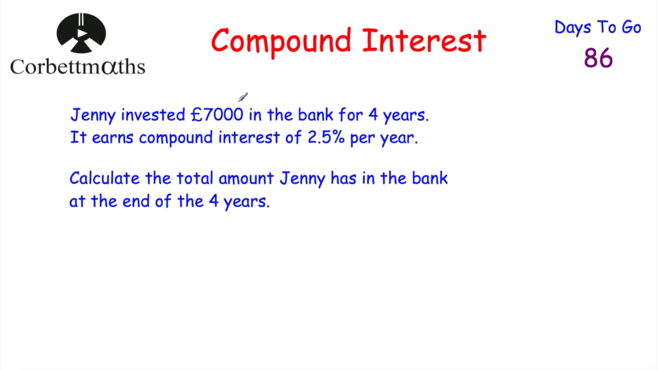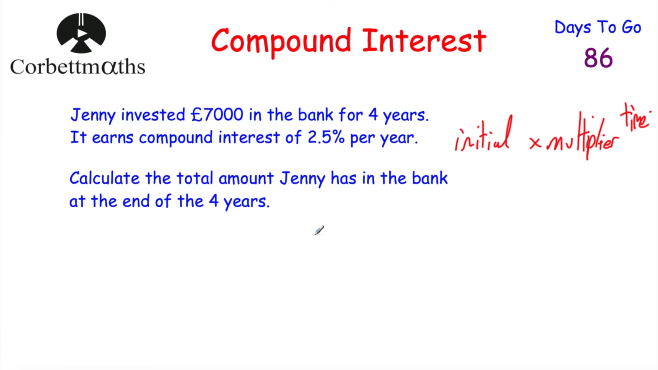It says, Jenny invests £7,000 in the bank for 4 years. It earns compound interest of 2.5% per year. Calculate the amount of money Jenny has in the bank at the end of 4 years. So have a go at this question now. Feel free to pause the video and try this question. Okay, so remember, it's initial multiplied by the multiplier to the power of time.